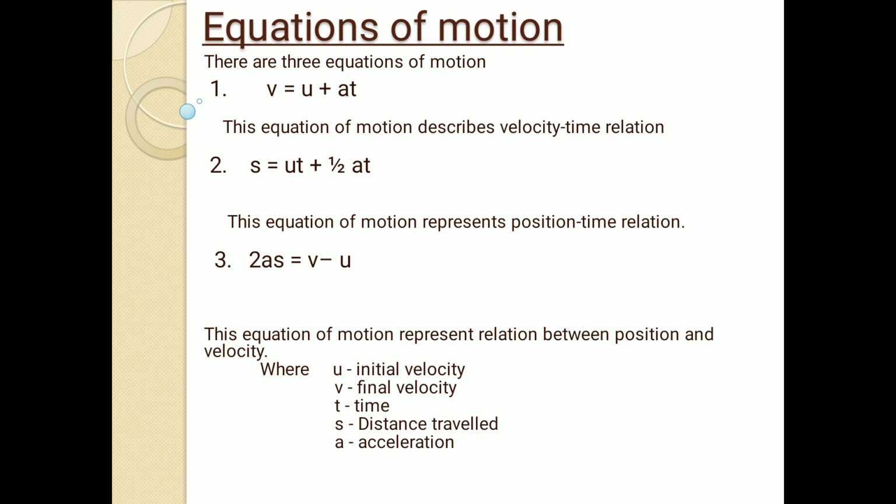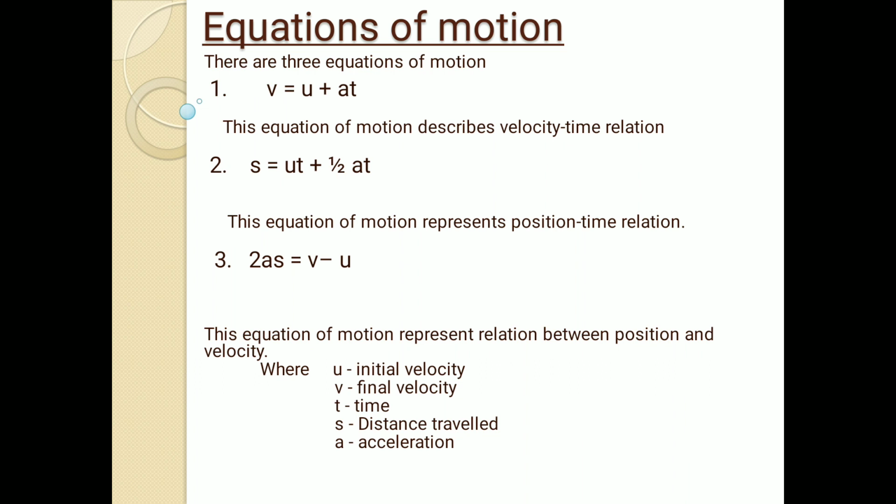There are three equations of motion. The first one is v = u + at. You know what is meant by v, u, a and t. v means final velocity, u means initial velocity, a means acceleration. This is the first equation of motion. It describes the velocity-time relation. Which velocities are here? Initial velocity and final velocity, and the time taken. It gives the relation between velocity and time.